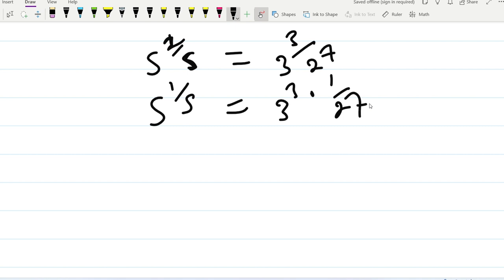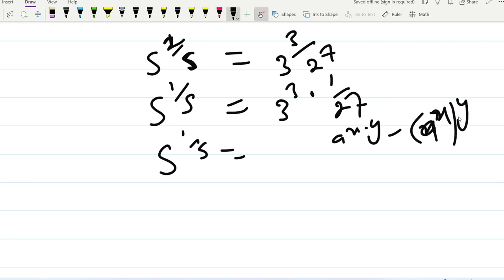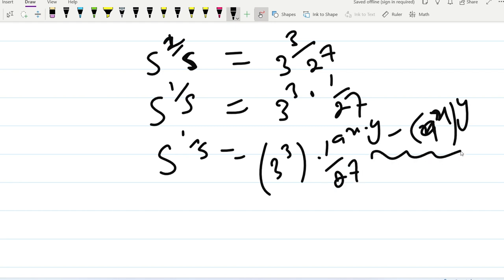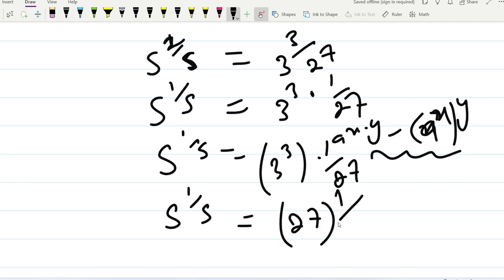Then according to the formula, this formula will be applicable: (a^x)^y. So here 3 then 1 divided by 27. So I have just applied this formula. Okay, so here we have to consider that the expression is equal to 27^(1/27).